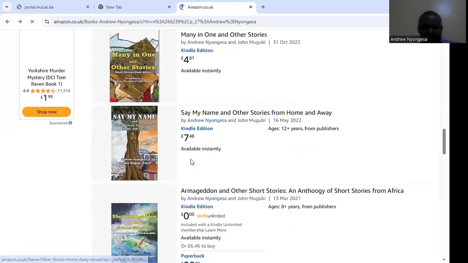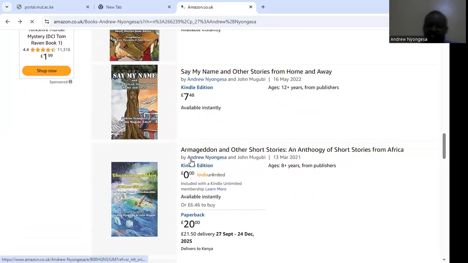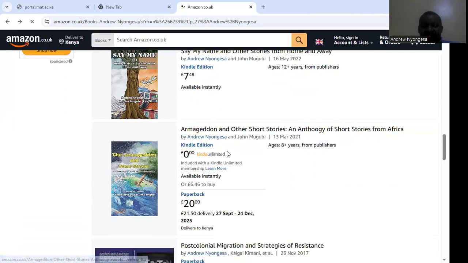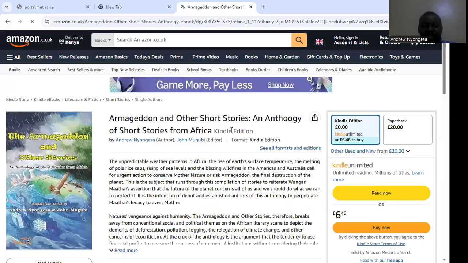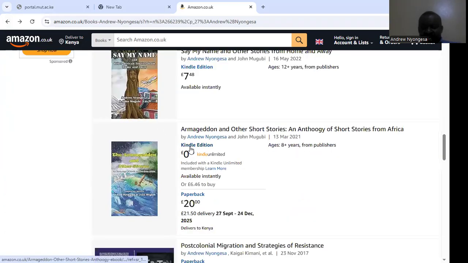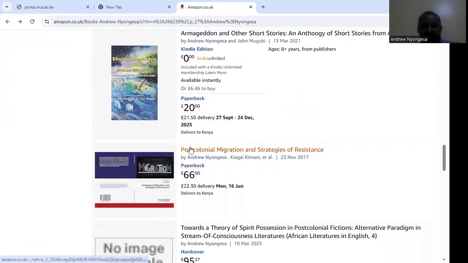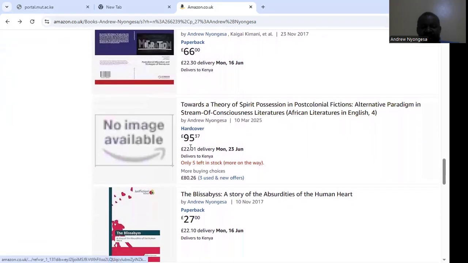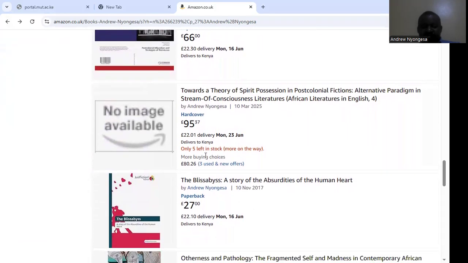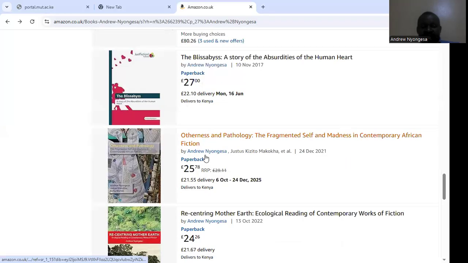And then we have Armageddon and Other Short Stories, an anthology of short stories from Africa. This one is about climate change. The stories here are based on eco-criticism, the nexus between literature and the natural environment. Then we have Towards a Theory of Spirit Possession, and then we have Otherness and Pathology.